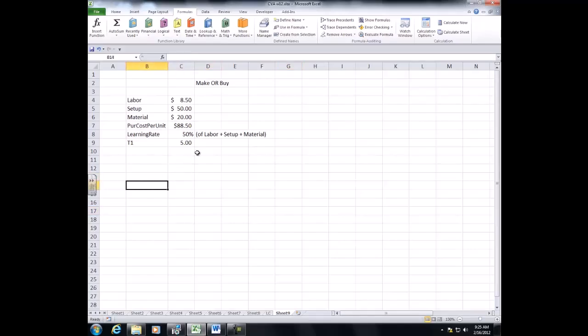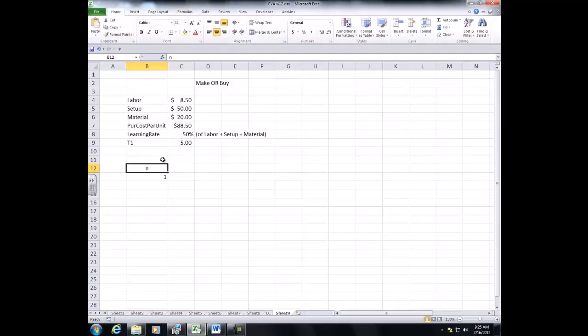Now, the comparison of make or buy will be based on the average cost. Let's say you produced 1 unit, how much will it cost you to make 1 unit? Can you do that by hand? Easily? Sure you can. Just compute the total labor cost plus the setup plus the material, and then multiply it by 1.5. That's your total cost of producing 1 unit. Compare that to the cost of purchasing 1 unit.